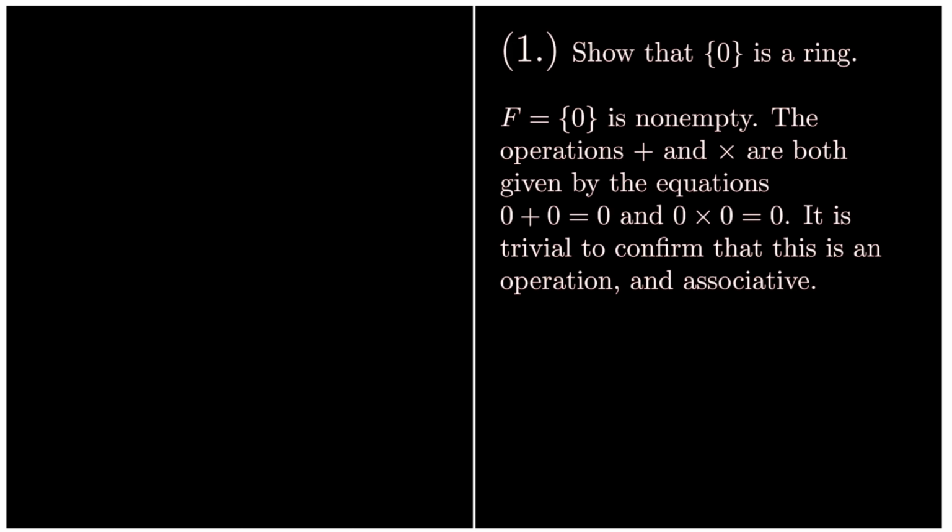So let's start by recalling the first exercise, and that was to show that the singleton set of 0 is a ring. And to show that something is a ring, we just need to step through all of the conditions. To begin with, we need to know that the set is non-empty. Of course, since this set has 0, it is non-empty.